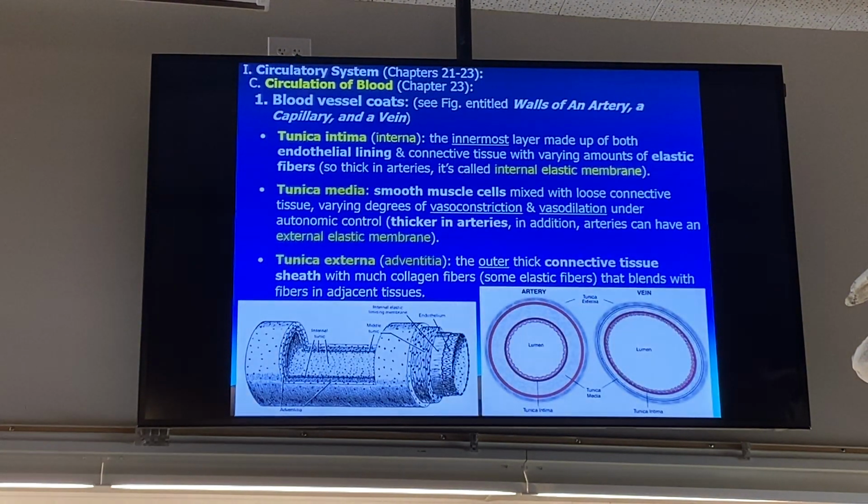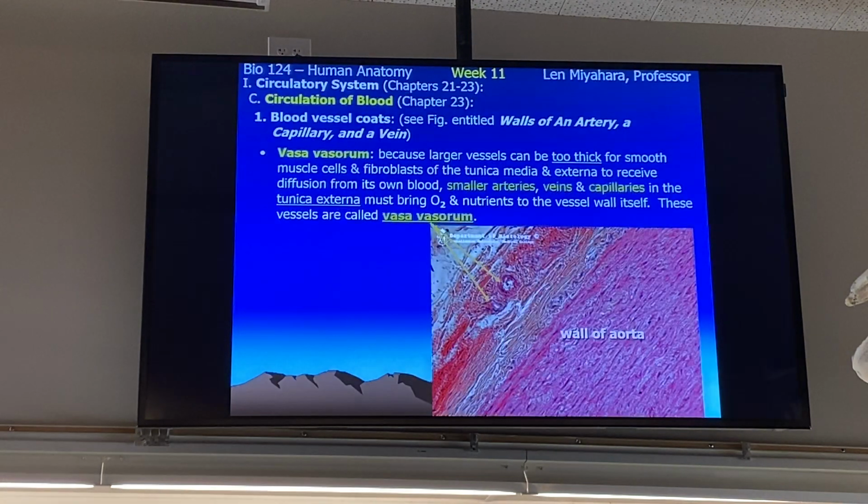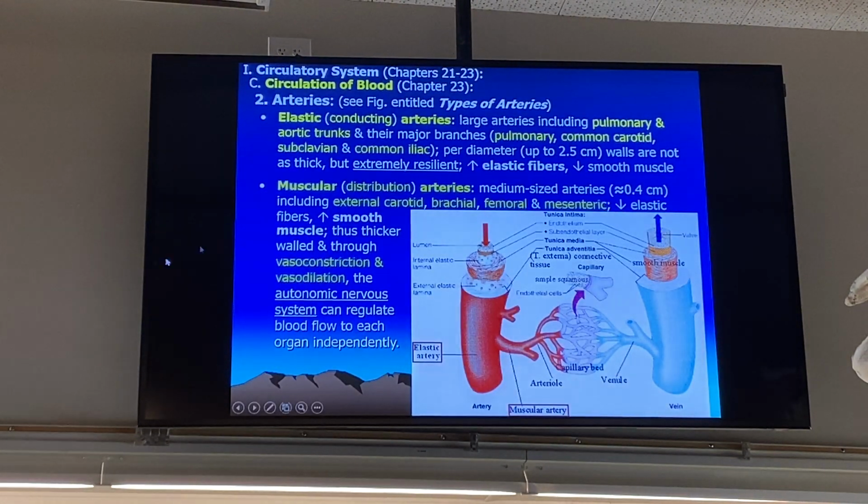Is it not? Smooth muscle is tunica media. What was the first one? Oh, sorry, I was right. Underline right here, vasomotor center. Highlighted words right here, tunica media.